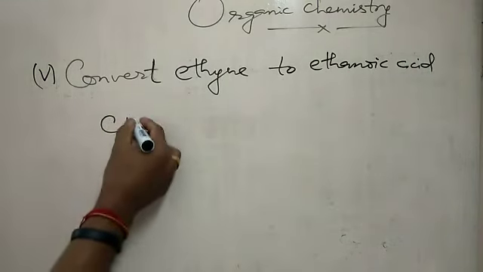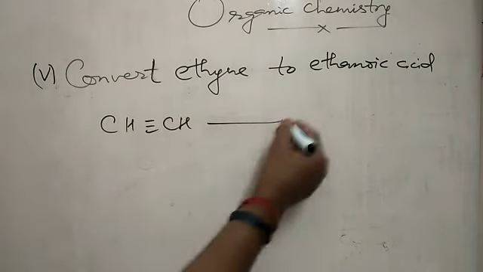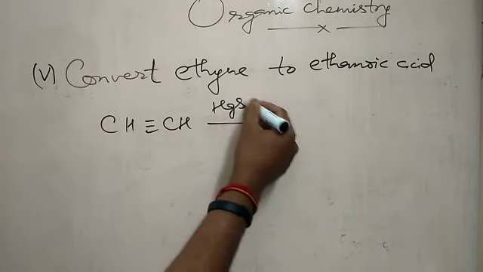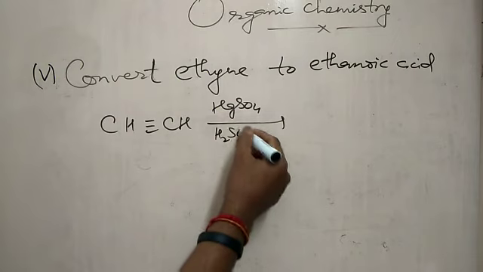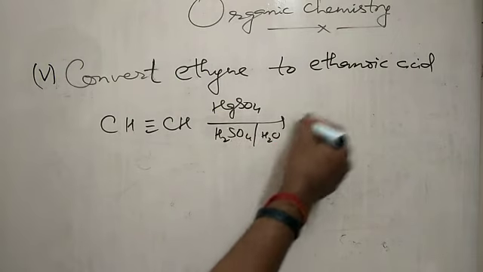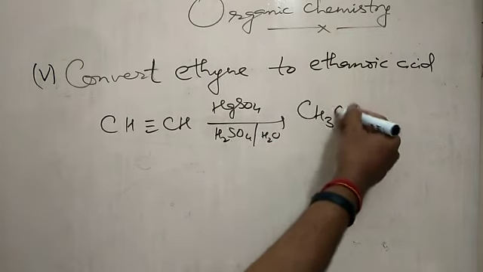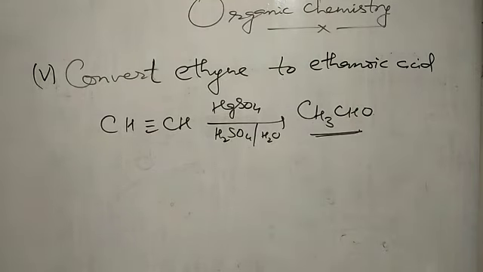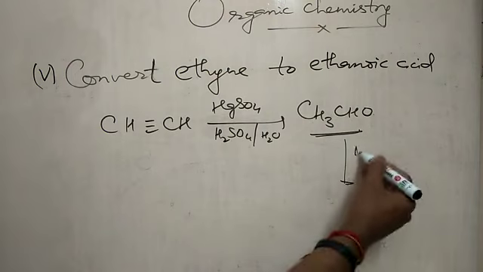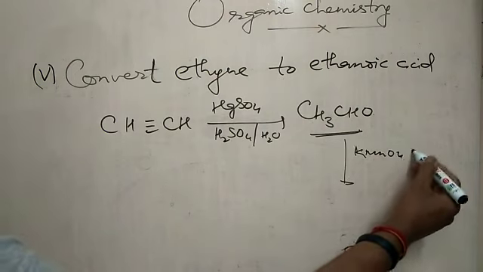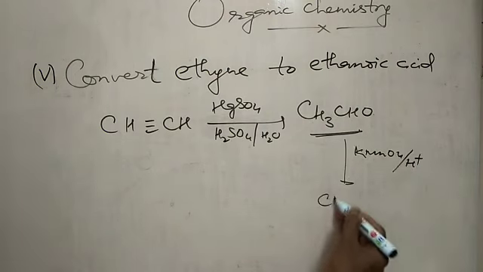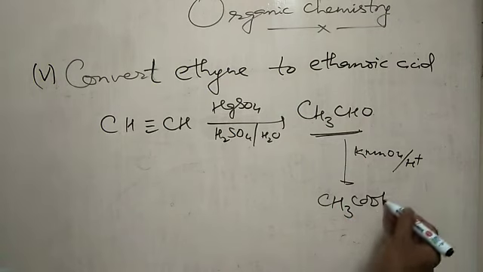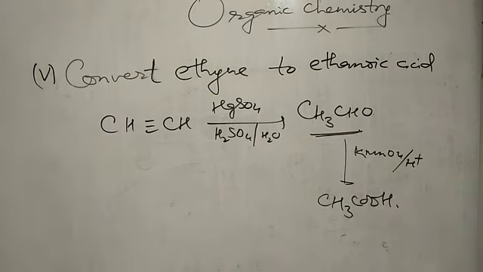So ethyne we will treat with HgSO4, H2SO4 in presence of water. We will get CH3CHO. Oxidation of it, KMnO4, H plus in acidic medium, will give ethanoic acid. So this way we will carry out the given conversion.